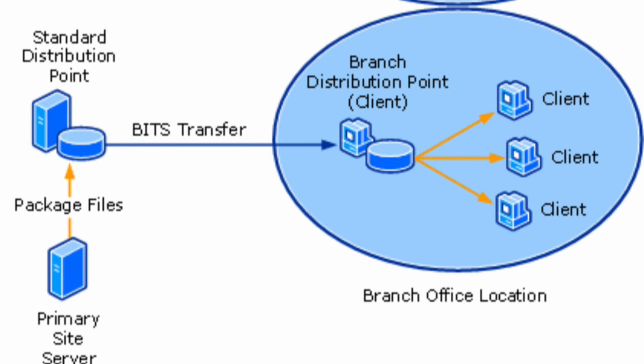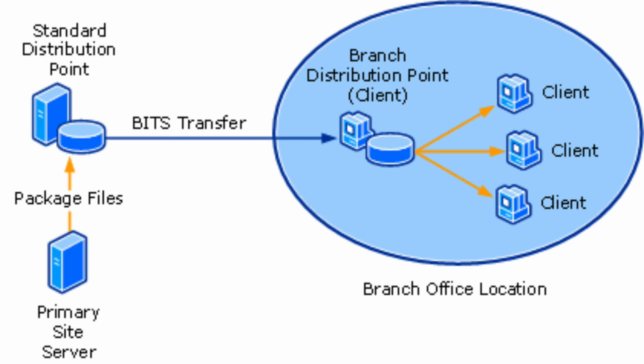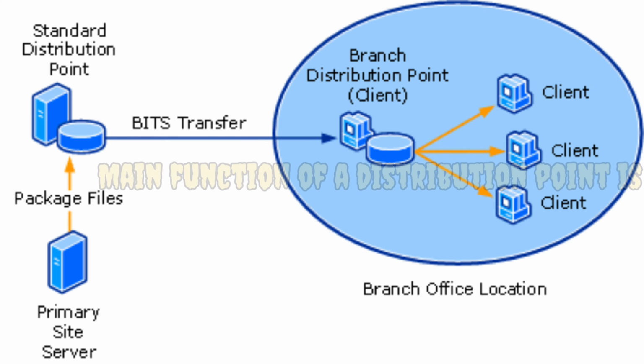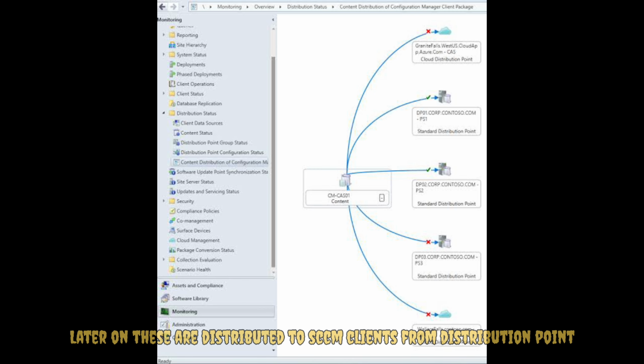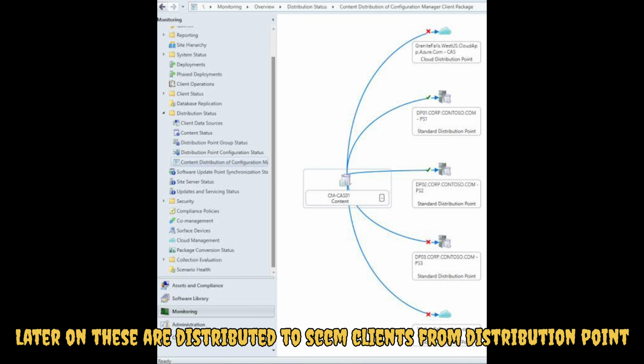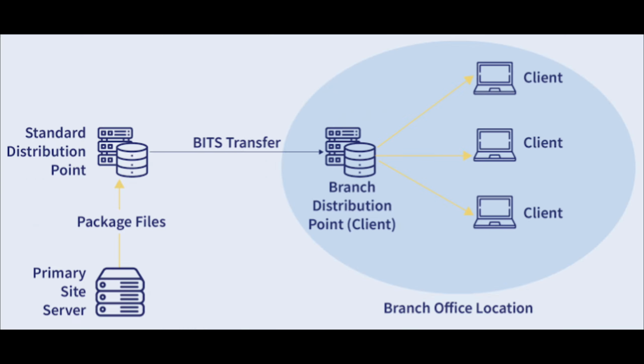Next comes the distribution point, which is a site system role on an SCCM site server and is used to store the packages, updates, that is software updates, applications, programs, and operating system images, and is used to distribute these to the SCCM clients later on. So you can see in the diagram here we have the different distribution points and the package files, and clients are also connected to that.